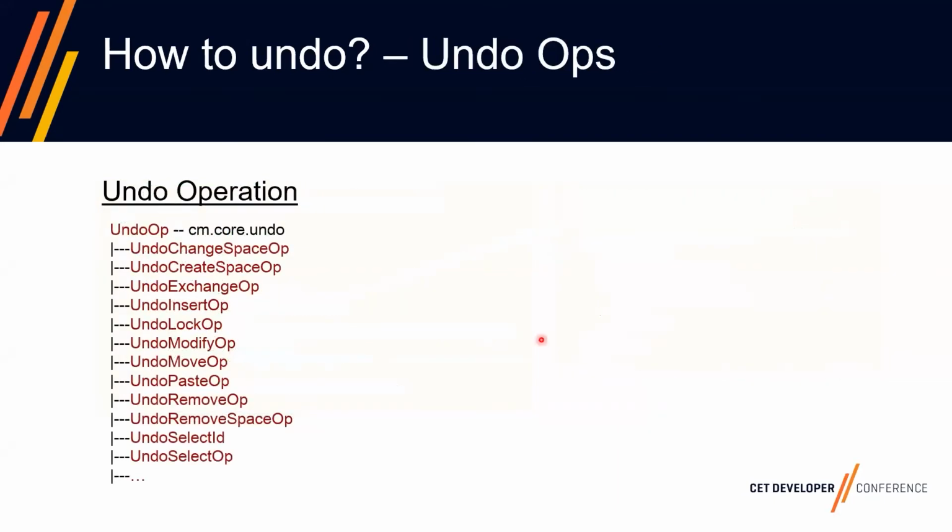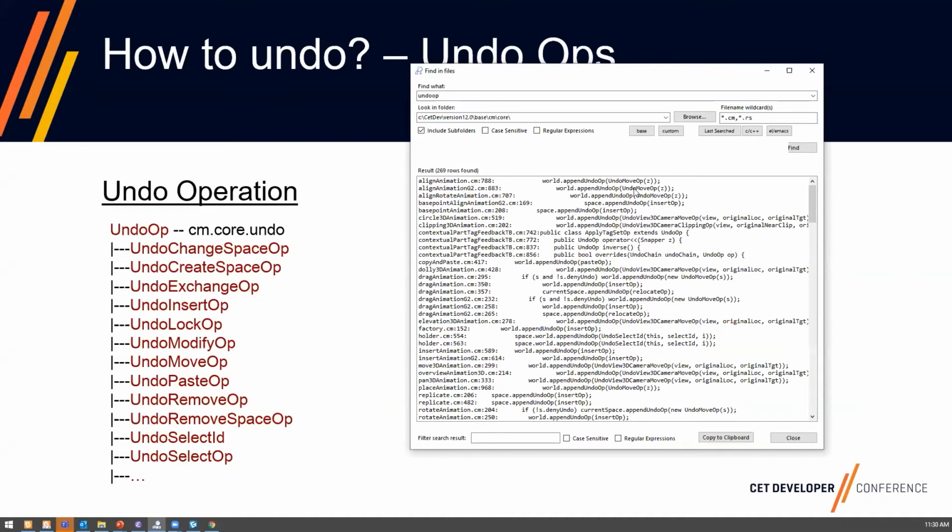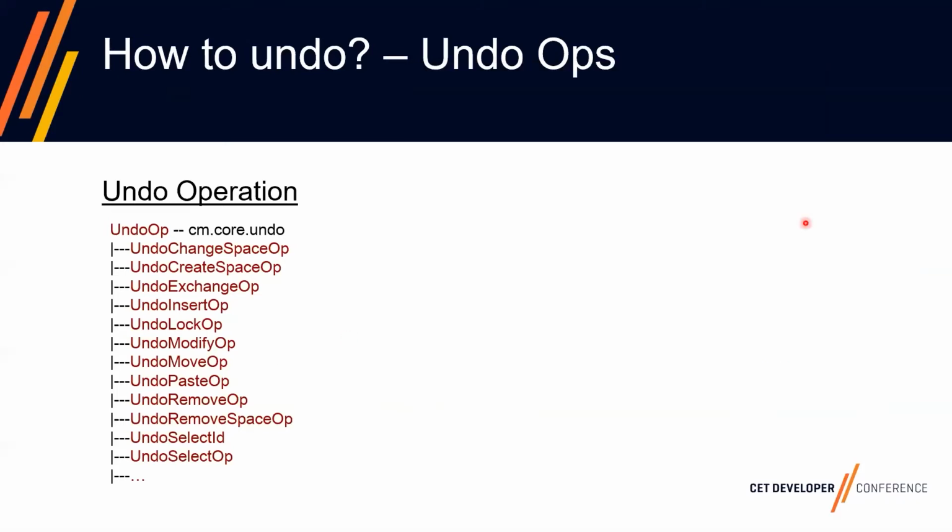So, undo operations. In CET there are a lot of existing undo operations. Let's do a quick check. They are all done when you try to align, it's already done an undo move, and if you do something else, then you already have a lot of undo operations to handle most of the situations. But what if you need to do your own undo, you want to create your own undo operations?